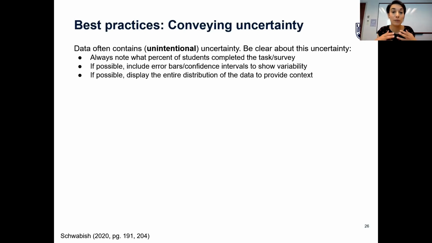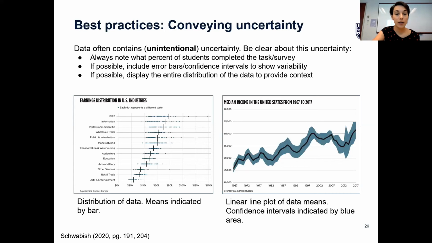Also, if possible, display the entire distribution of the data. Natasha talked a little bit about that earlier. So instead of simply plotting a median or a mean for something like a Likert scale, showing exactly all the different scores that went into that response is really helpful to give people a sense of the variability in their responses. This is just an example here of what error bars or confidence intervals can look like, showcasing where the variability around the data is.